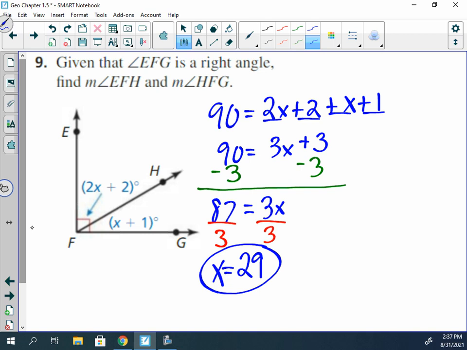I believe it should be 29. Do you all agree with that? Okay. Well, we wanted to know the angle measure, so we have to plug them back in, yes?